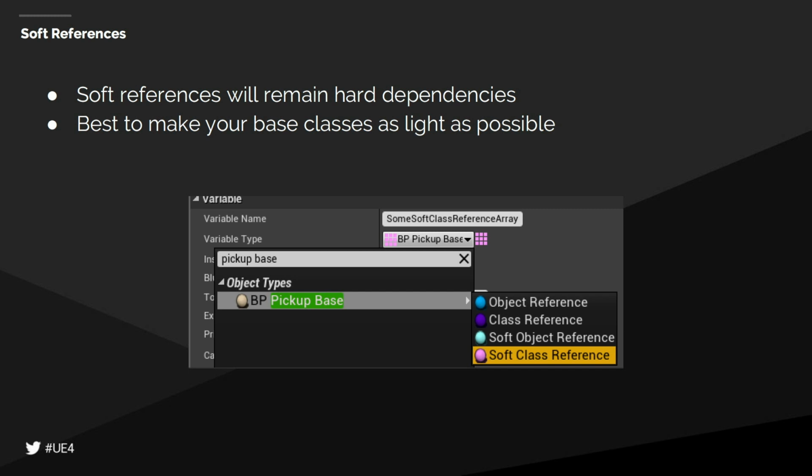If you create soft references, they will remain hard dependencies. This is the thing I talked about, that the engine is aware of them being there. First of all, the engine will load the base class that you are using. So if you have a pickup in the game, some object that you can pick up, and then you have hundreds and hundreds of objects that the player will be able to pick up, and you create, for example, a soft class reference, the engine won't load all the objects that are referenced in this array, but it will just load the base class. So it's good to make your base class as light as possible.